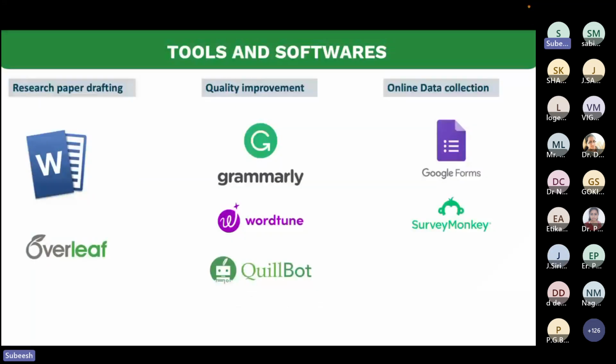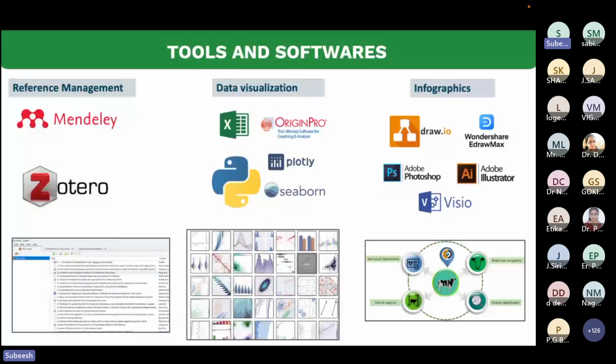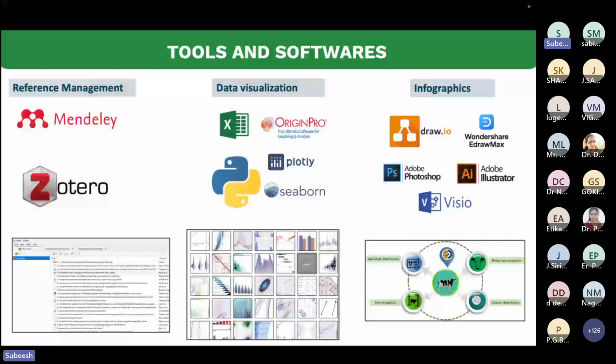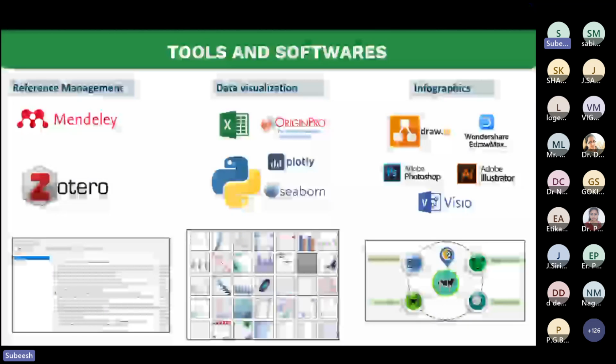Yes, sir. About the research status and some of the tools that I basically use: I use Word for drafting, and Grammarly you can use for quality improvement. Generally, I wanted to discuss some aspects of visualization. For reference management, maybe you will mostly be using Mendeley, and I use Zotero because I feel it's kind of lightweight. And for data visualization, OriginPro is a good tool to go with.